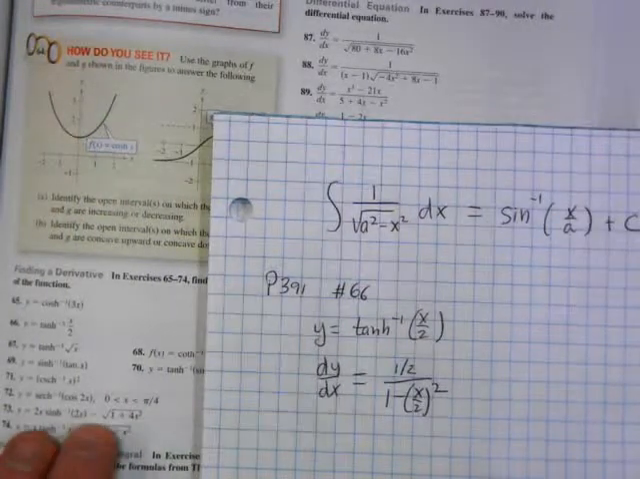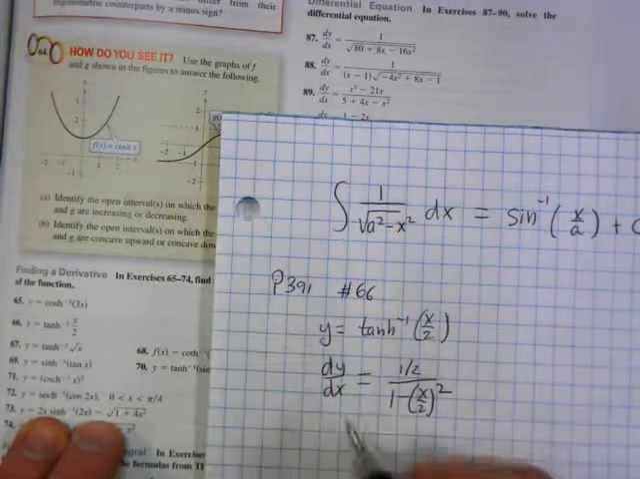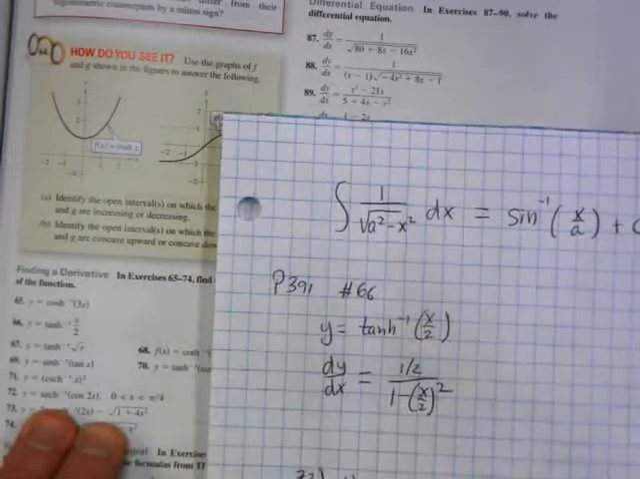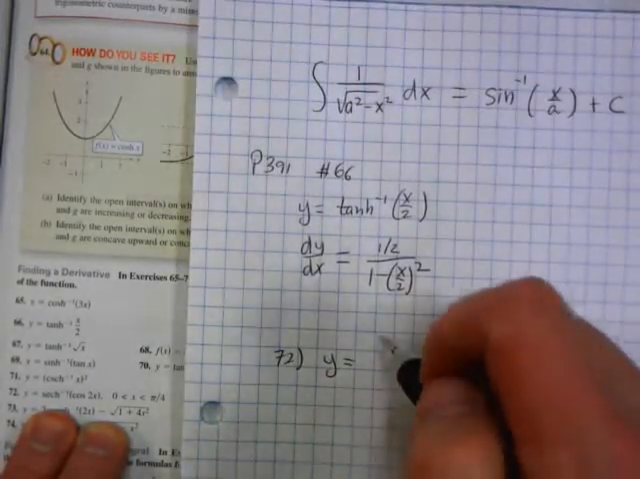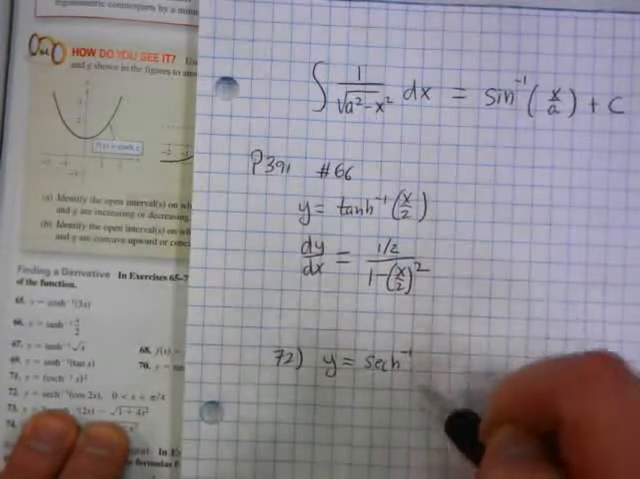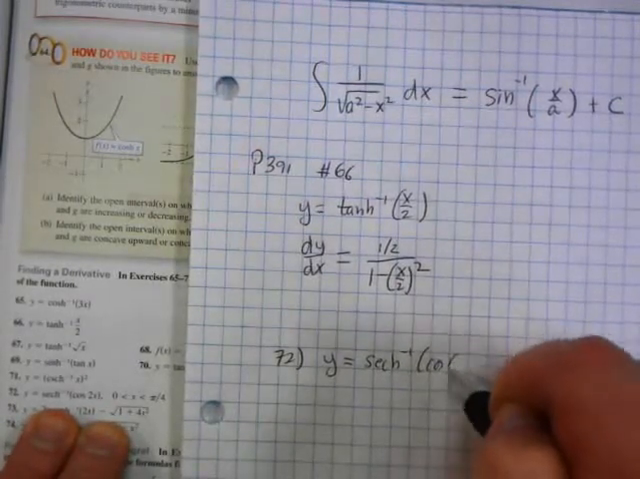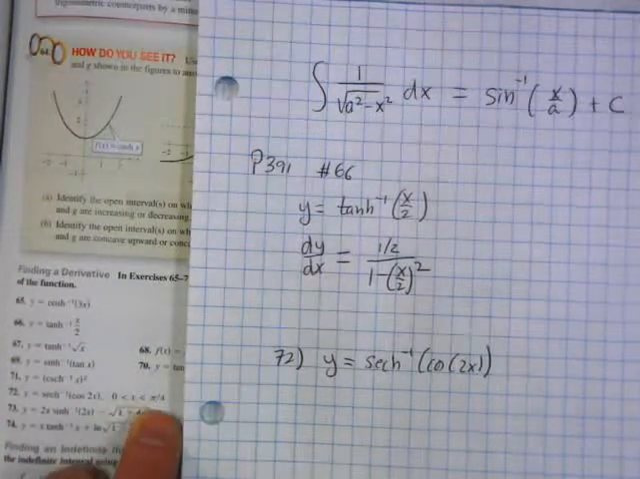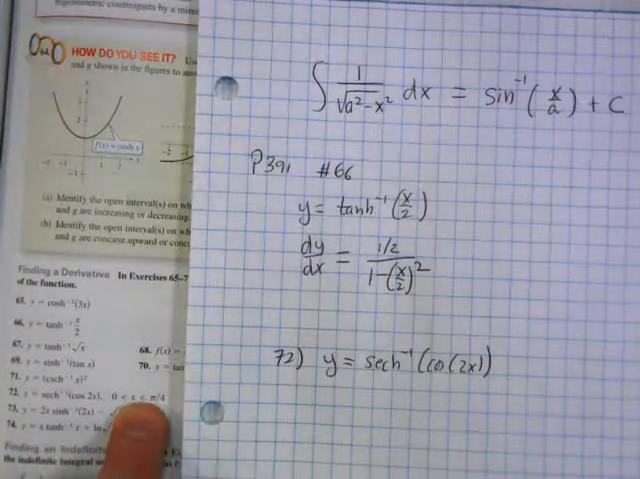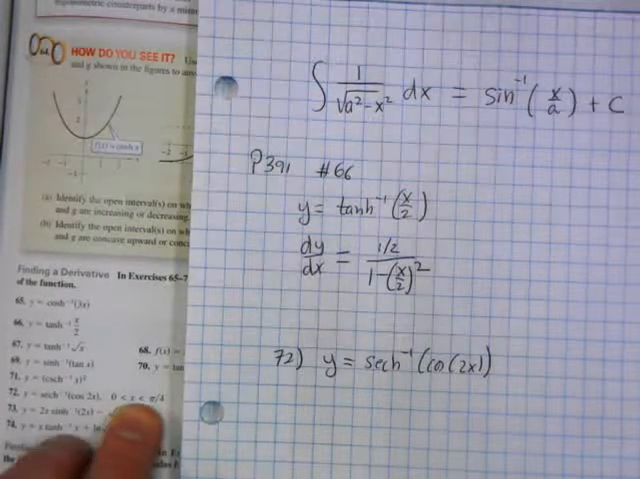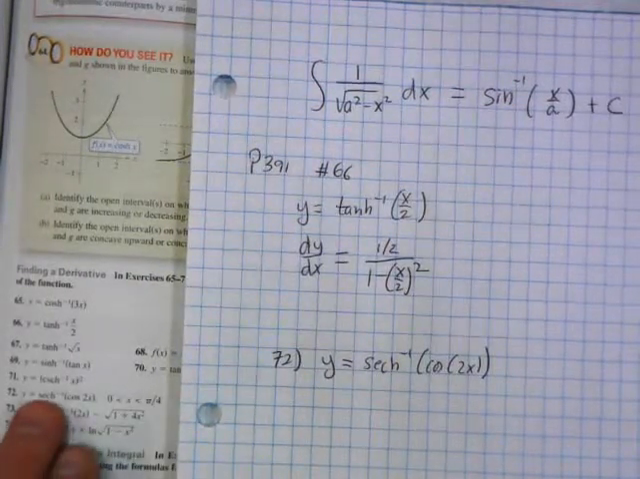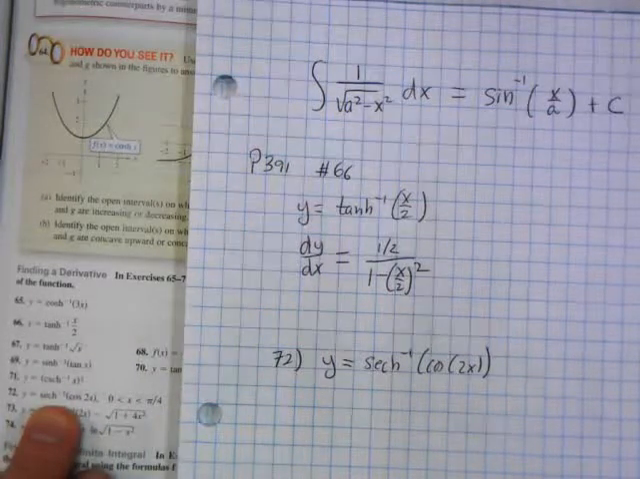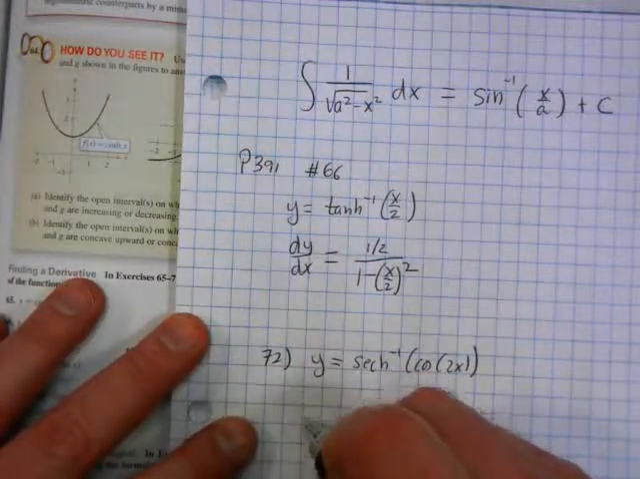All right, how about 72? We have y equals hyperbolic secant inverse of the cosine of 2x. And they give us a domain. The domain is between 0 and pi over 4. For purposes of finding the derivative, you don't really need to worry about that. All that is to make sure that our hyperbolic secant inverse is defined, because the hyperbolic secant inverse does have a limited domain. All right, so we find our derivative.